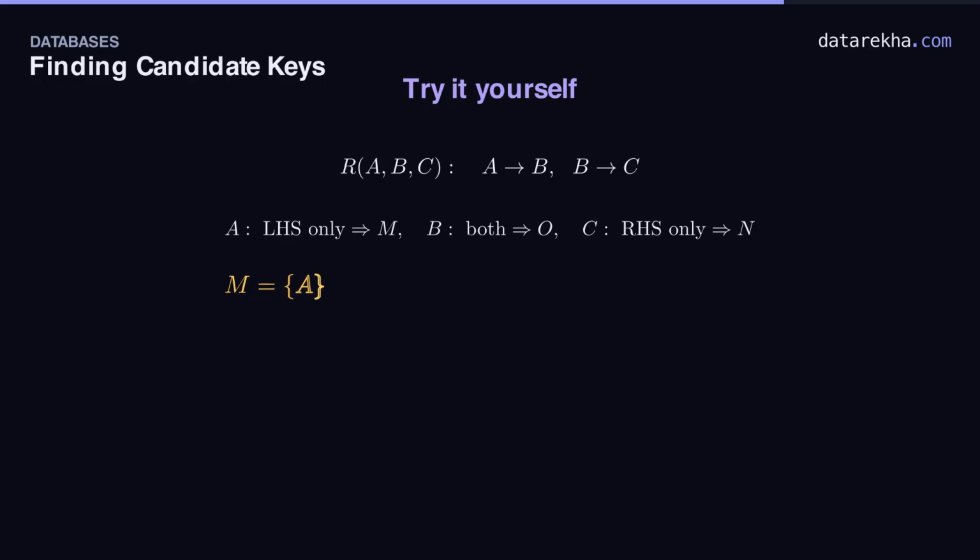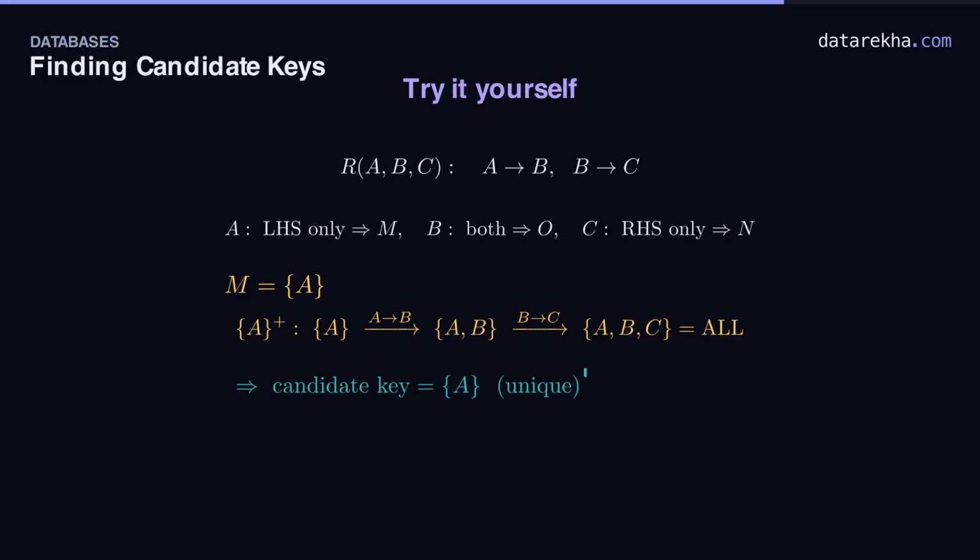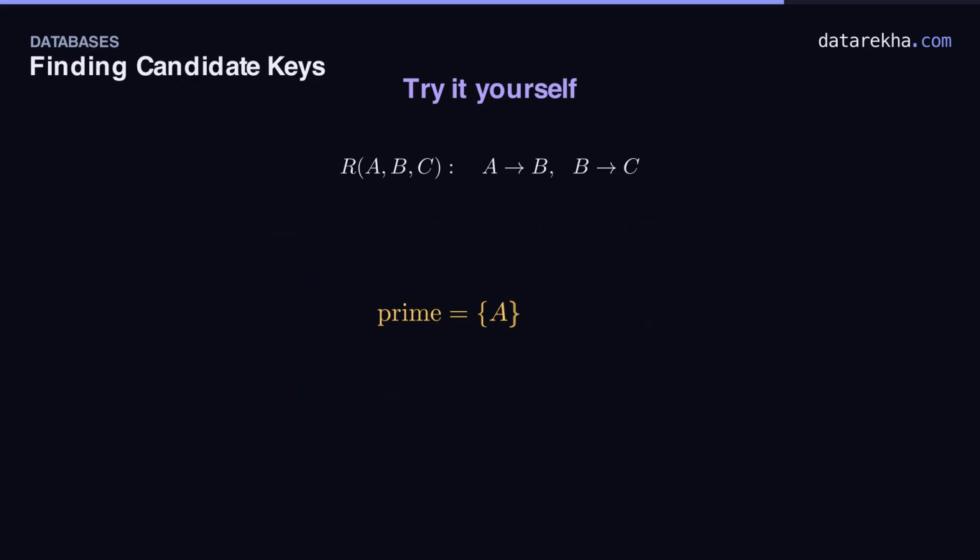Classify. A is left only, so it's in M. B is on both sides, O. C is right only, so N. M is just A. Now close M. A gives B, then B gives C, so A alone closes to A, B, C, the whole relation. M itself is a super key, so A is the unique candidate key. So A is prime, and B and C are non-prime. If you got that, you've genuinely mastered the method.